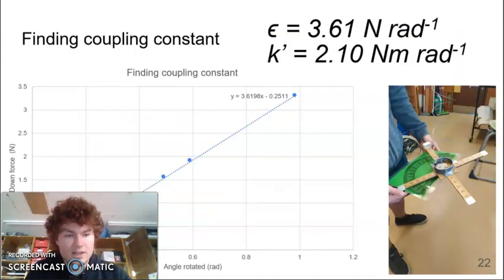This coupling term accounts for the fact that the energy in the y direction is dependent on the energy in the angular direction, and vice versa, whereas the magnitude of this effect is dependent on the properties of the spring. It is defined as newtons per radian, so in order to find the coupling constant, I loaded my pendulum with weights and found the angle at which it rotated for each weight. The gradient of this line is the coupling constant. I did this again with no extension to find my torsion constant, which came out to 2.1 Nm per radian.